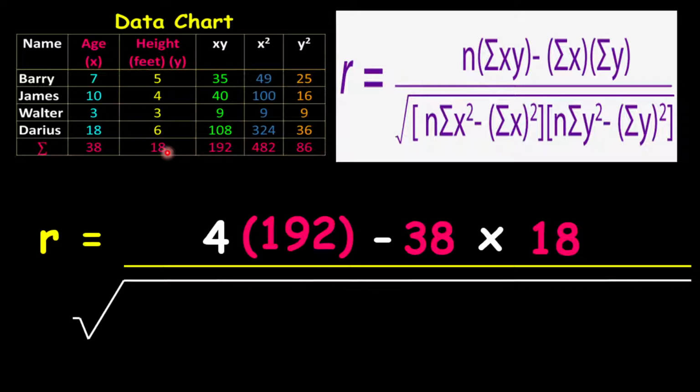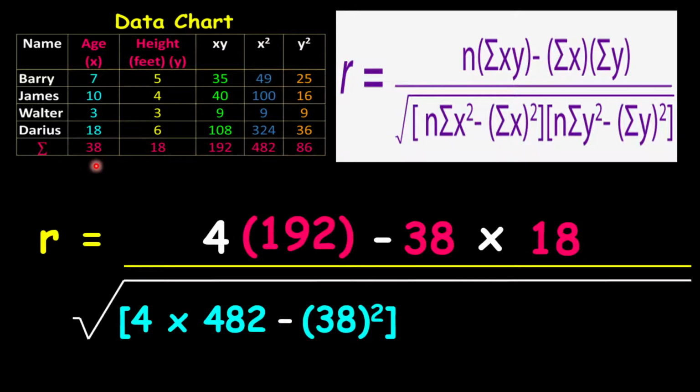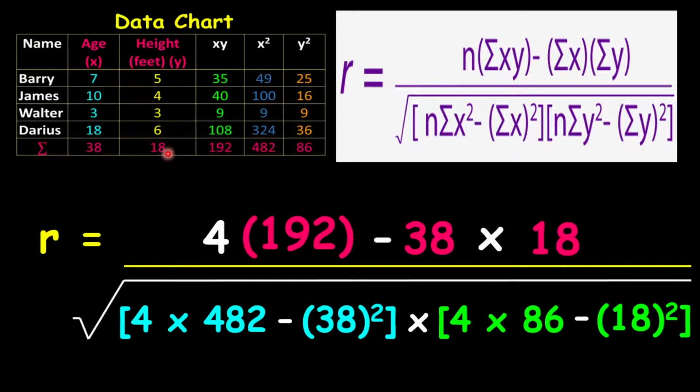Then you're going to divide this by the square root of N, which is still 4, multiplied by the sum of X squared. So look at the X squared column, which is 482. And this will be minus the sum of X, all squared. So the sum of X, which is 38, so you're going to say 38 squared. Then you're going to multiply that by N, the sum of Y squared. So look at Y squared right here. And that is 4 times 86, which is the sum of Y squared, minus the sum of Y, all squared. And the sum of Y is 18, so it's going to be 18 squared.